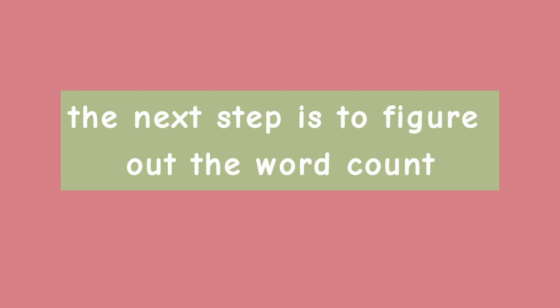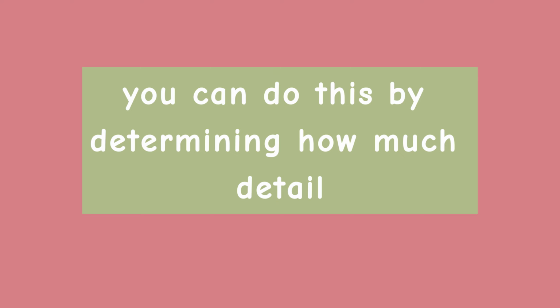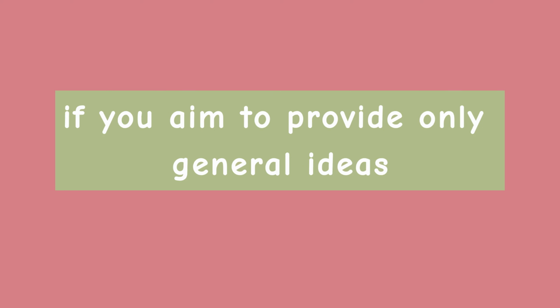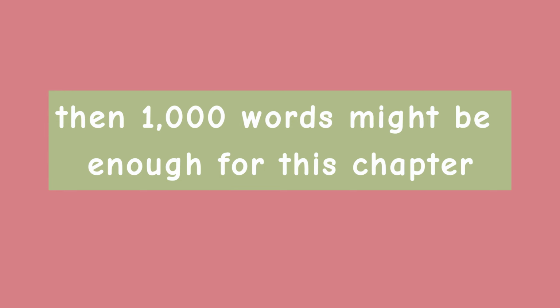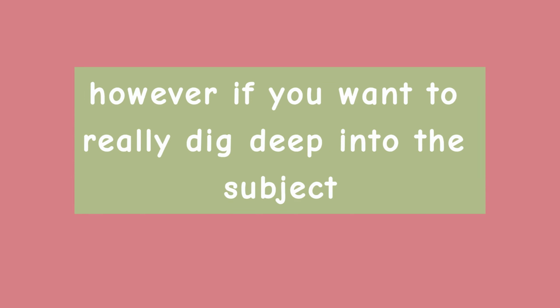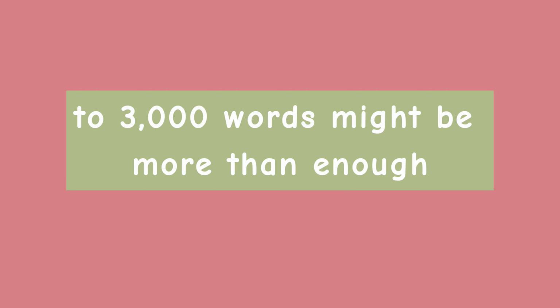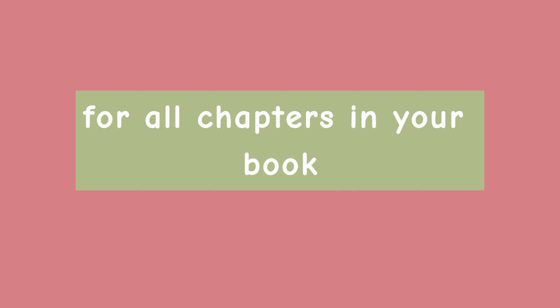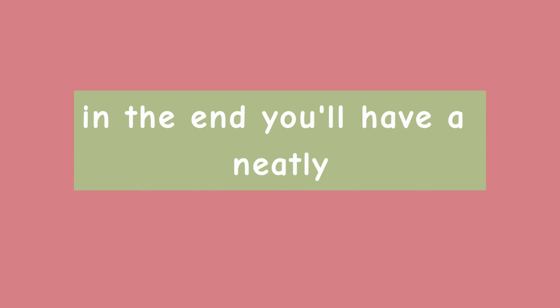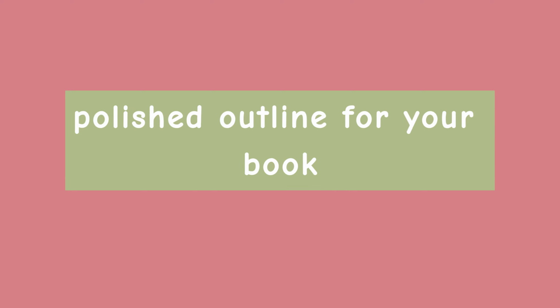The next step is to figure out the word count. You can do this by determining how much detail you wish to provide. If you aim to provide only general ideas, then 1,000 words might be enough for this chapter. However, if you want to really dig deep into the subject, you might find that 2,000 to 3,000 words might be more than enough. You can follow the same system for all chapters in your book. In the end, you'll have a neatly polished outline for your book.